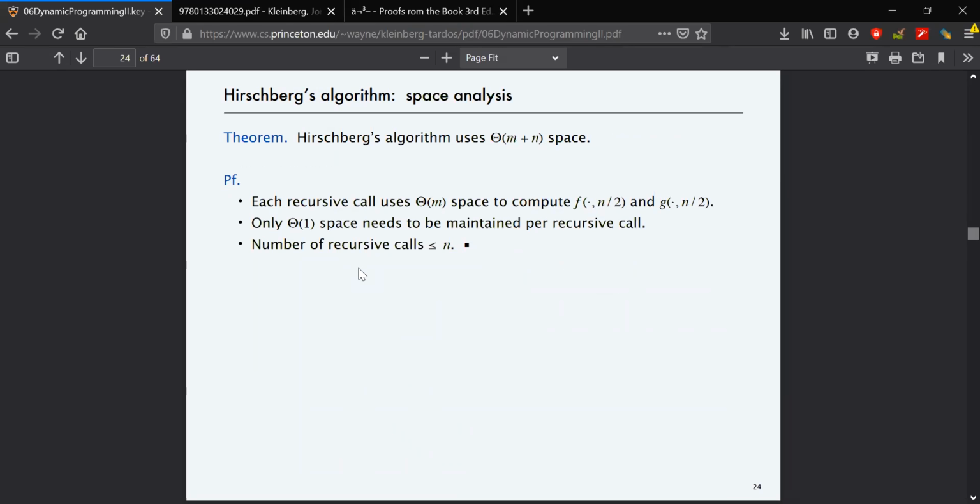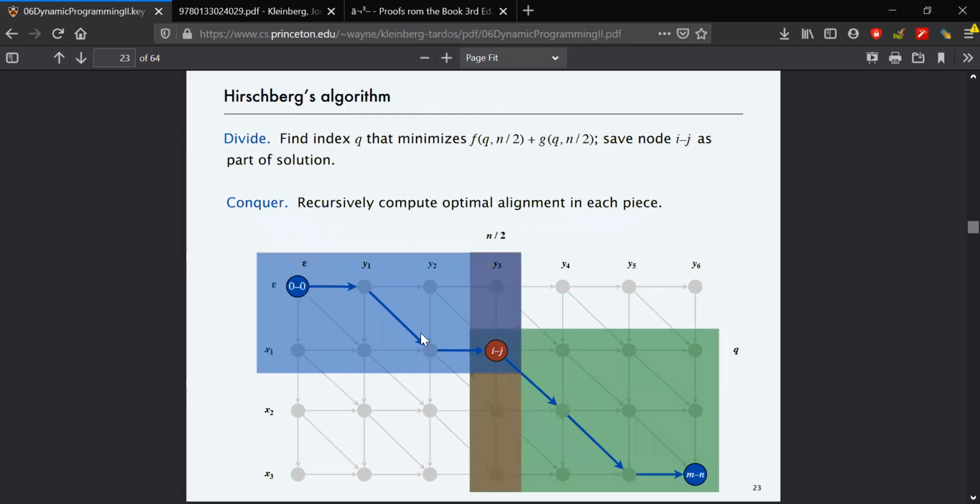So each recursive call requires at least m plus n space. But after the program ends, I only need a constant space to store the result. So can you elaborate on this? So let's say I started with this. Okay. I found out this index in the n by 2th column. Fine. And then I recursed on this left part and right part. These two have ended now. This is what you're telling, no?